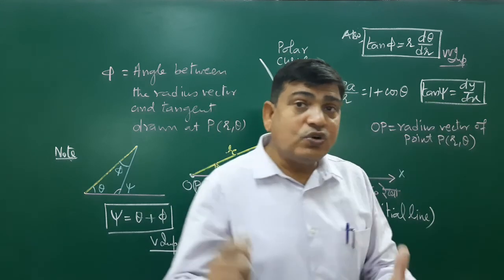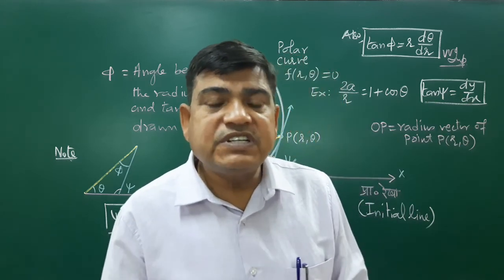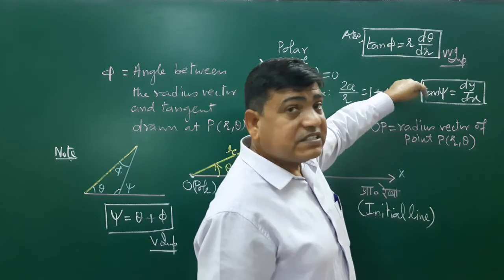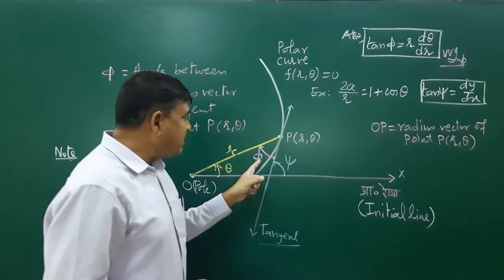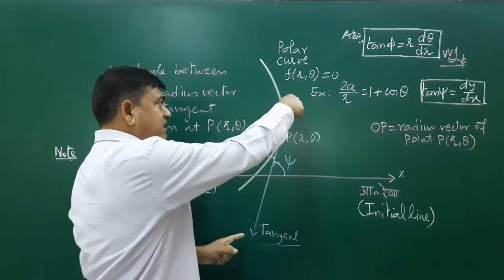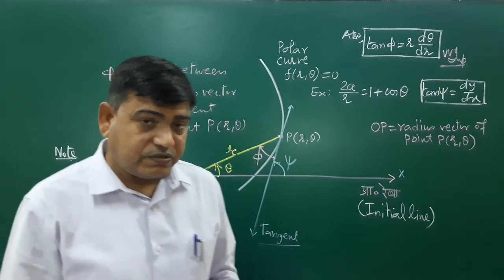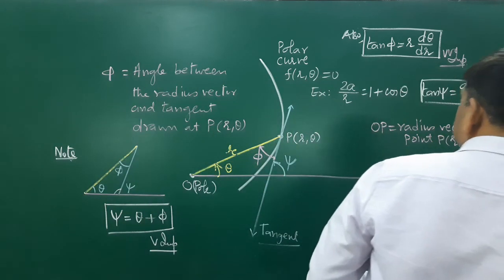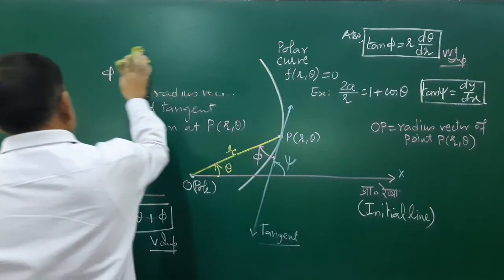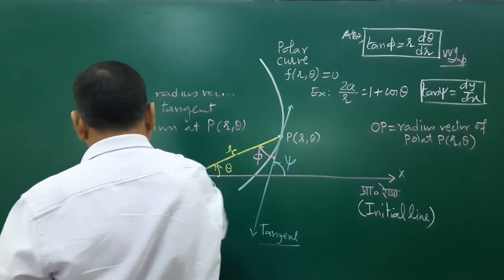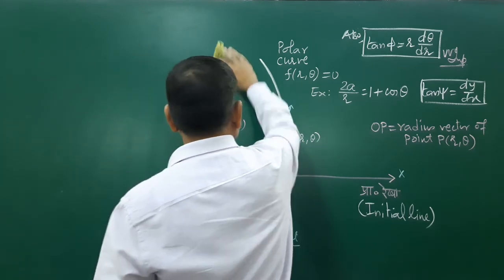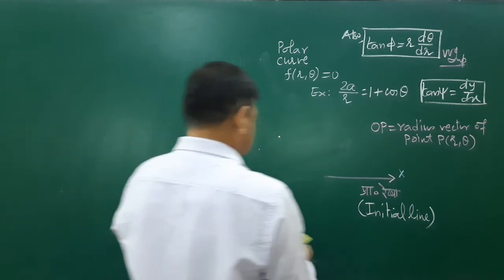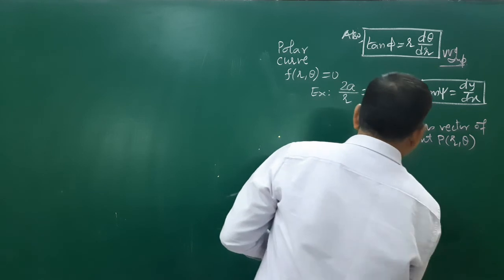Tan psi means the slope of the tangent. Tan phi is not the slope. Phi is the angle between the radius vector and the tangent. Okay, so be careful. Now we consider one example.